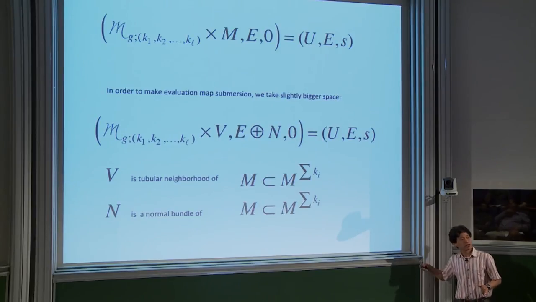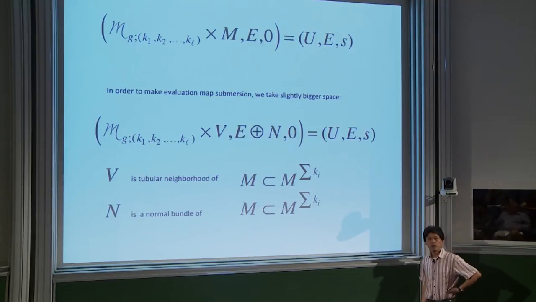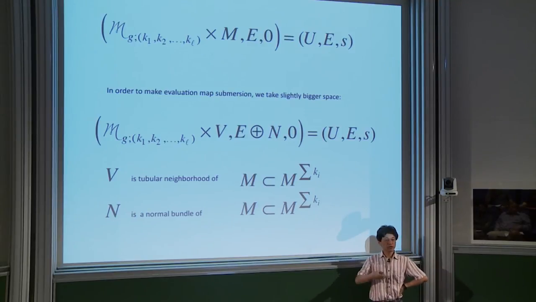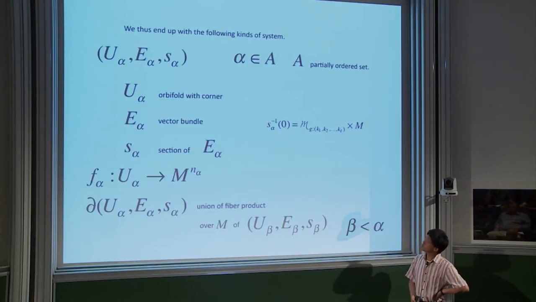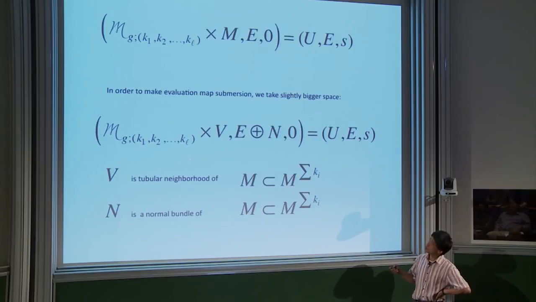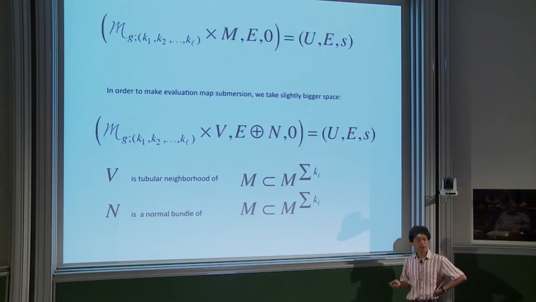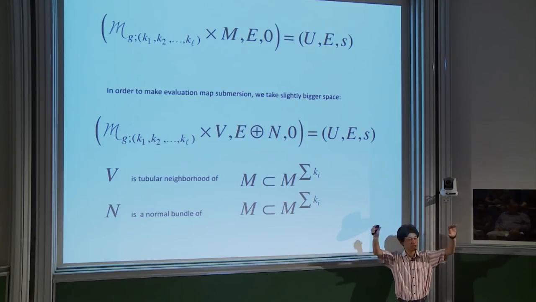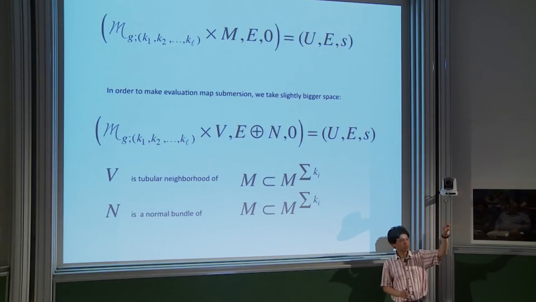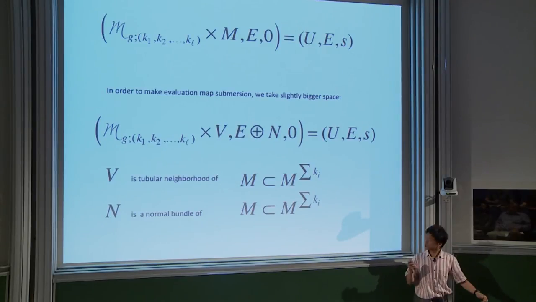So what we get is that you have this system of moduli spaces together with this evaluation map to M to the power K, where K is the sum of the k_i. And what's nice about this picture is when you go to the boundary of this moduli space, it means that you have a bordered Riemann surface with some singularity. And then these singular things, in the case of annuli, can be written as a fiber product of something you got at an earlier stage over M. So this is the general picture you have.